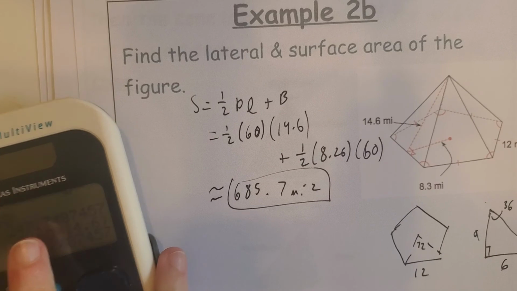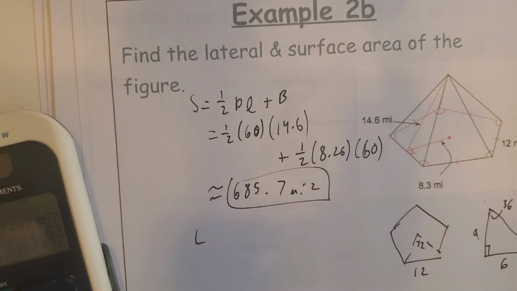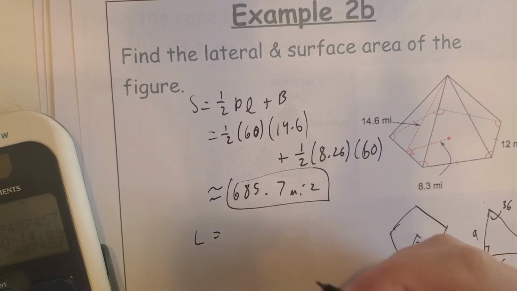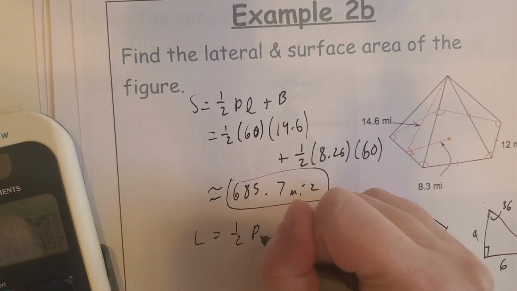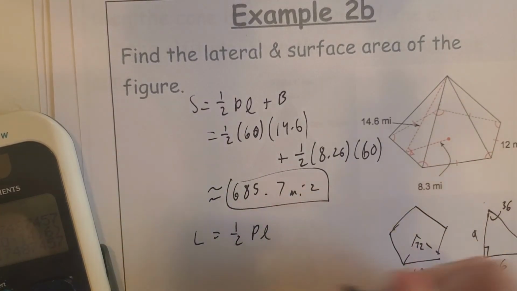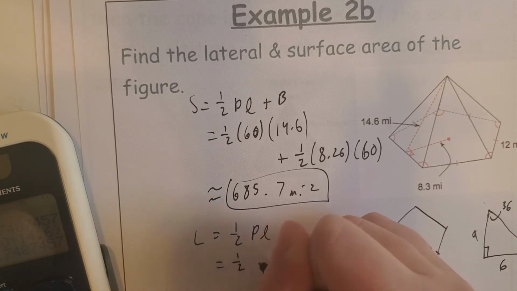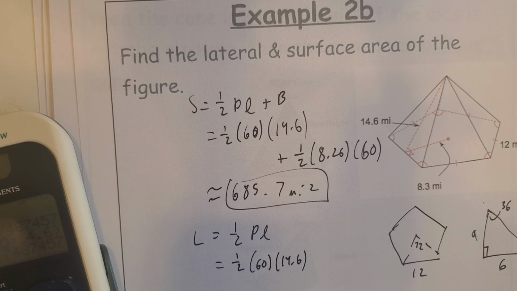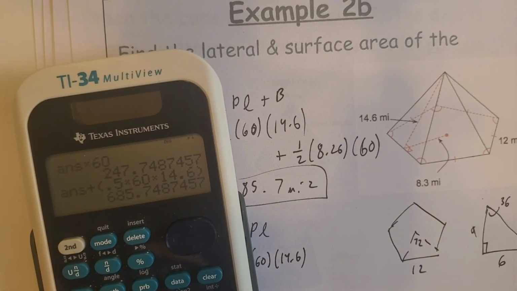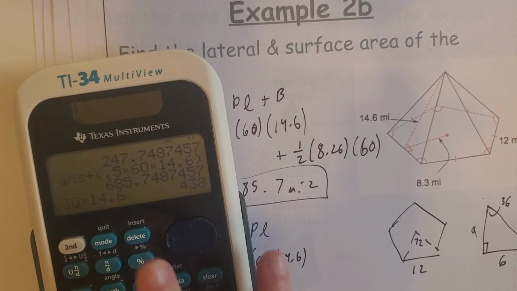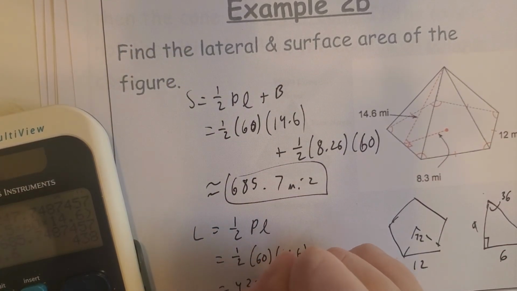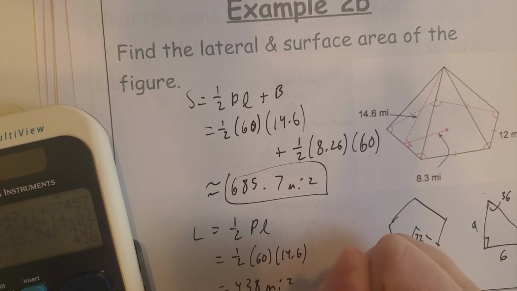And I completely forgot that it also said lateral area. I didn't realize that. So the lateral area, thank God, is a whole lot easier. It's just this first part of the surface area formula: 1/2 times the perimeter times the slant height. So it's just the 1/2 times 60 times 14.6 part, which should get us a nicer number. So half of 60 is 30 times 14.6. It is a lot nicer. It's 438 miles squared.